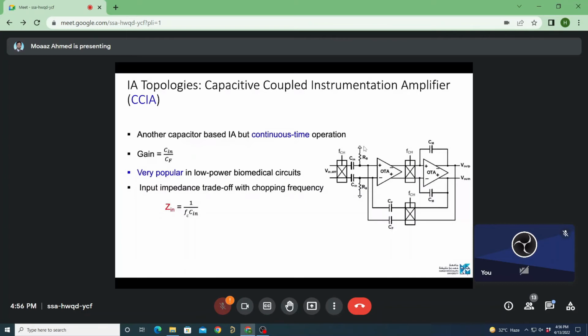So this kind of circuit is very popular in biomedical circuits. The input impedance again is directly traded off with the chopping frequency and the sampler switch capacitor C in.